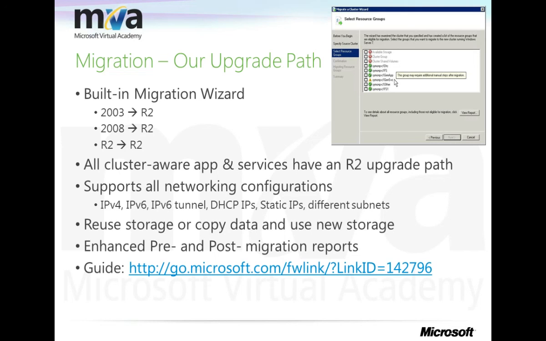Now this utility supports all different types of networking configurations, even if they're dissimilar between the old cluster and the new cluster. And this means you can go from a static IP environment running IPv4 to a DHCP environment running IPv6 with no problem. All of the clustering groups do have a migration story as their upgrade path. Not all of them use the cluster migration wizard because some of them are out-of-box components which do require their own migration story, such as SQL Server and Exchange.